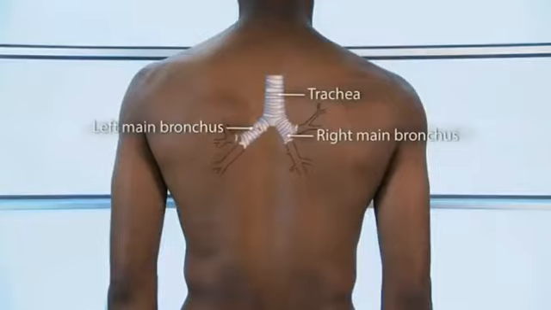The trachea bifurcates into its mainstem bronchi at the levels of the sternal angle anteriorly and the T4 spinous process posteriorly. Breath sounds over the trachea and bronchi usually have a different quality than breath sounds over the lung parenchyma.